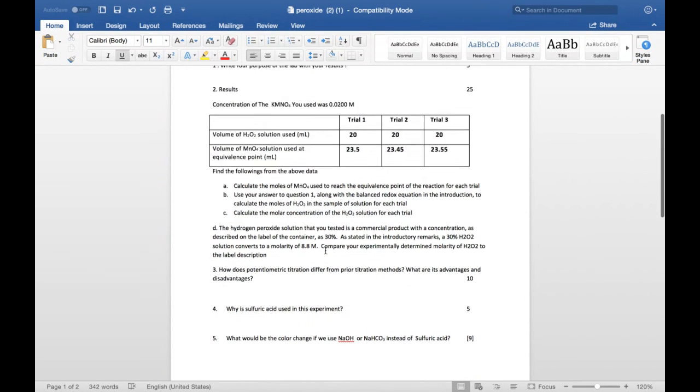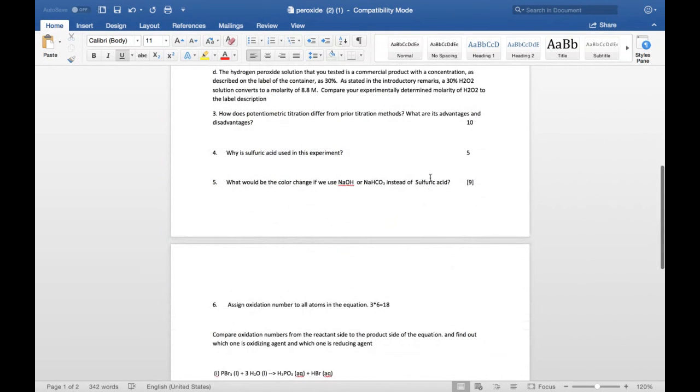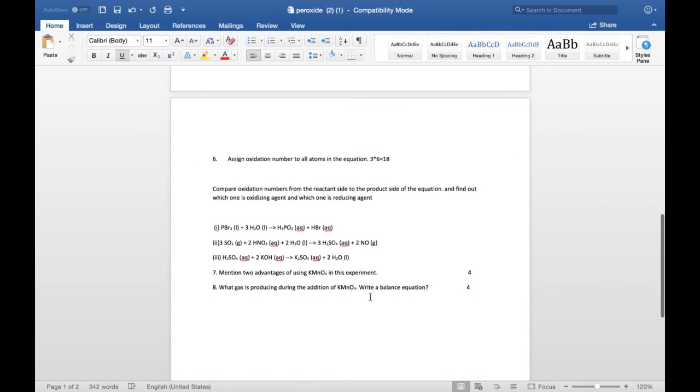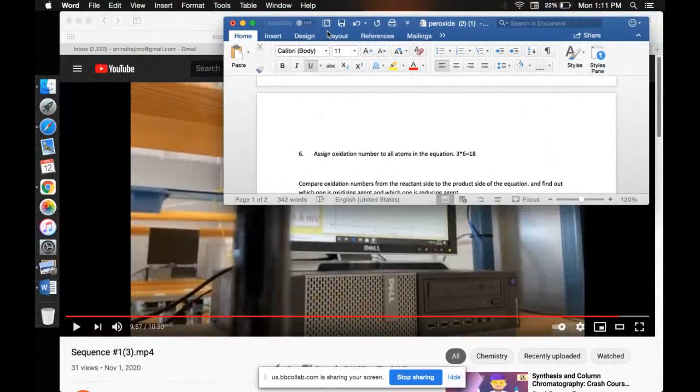The hydrogen peroxide solution that you tested is a commercial product with a stated concentration. I have given some post lab questions, so you need to answer all of them. They are some easy oxidation reduction questions: what is the oxidizing agent, which is the reducing agent, and mention two advantages of using KMnO4 in this experiment. I believe I have discussed that as well. And what gas is produced during the addition of KMnO4, write a balanced equation. So you can do everything, I believe.